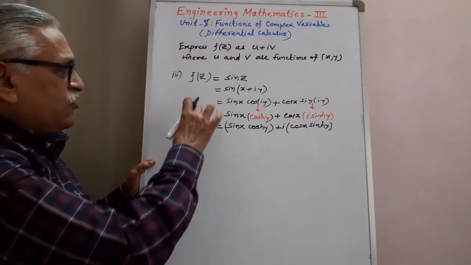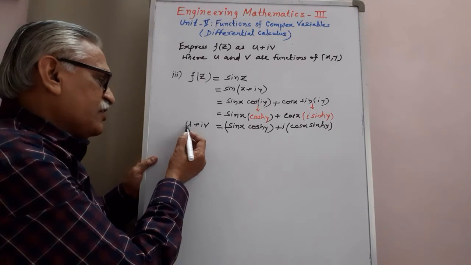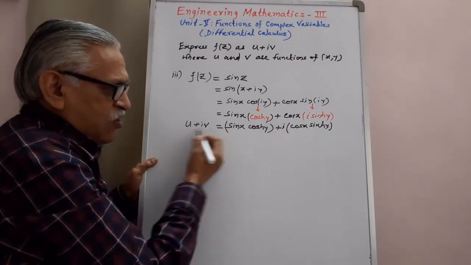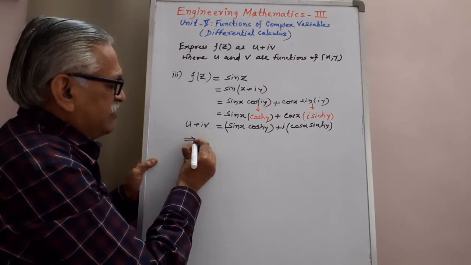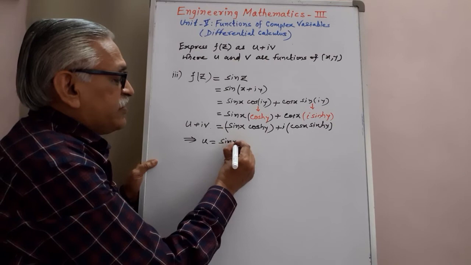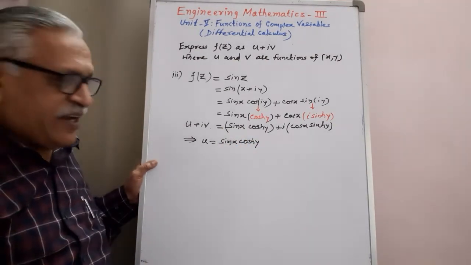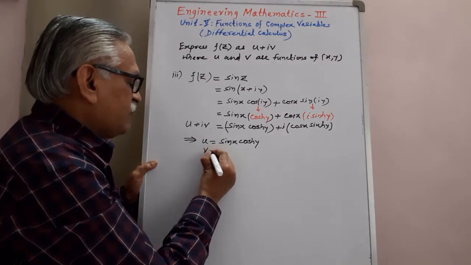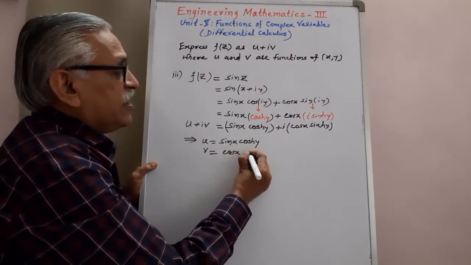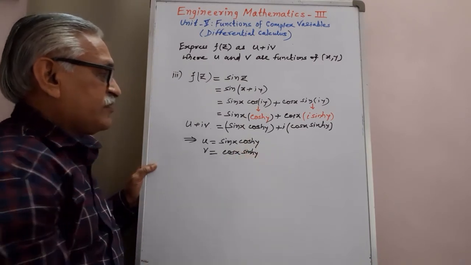Okay, and therefore this given function sin z I have converted in the form of u plus iv. Then, comparing these two complex numbers, we get u is equal to the real term sin x cos hy, a function of x and y. Imaginary term v is equal to cos x sin hy.